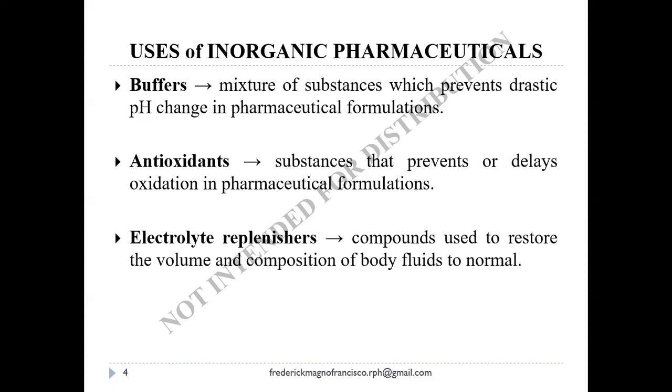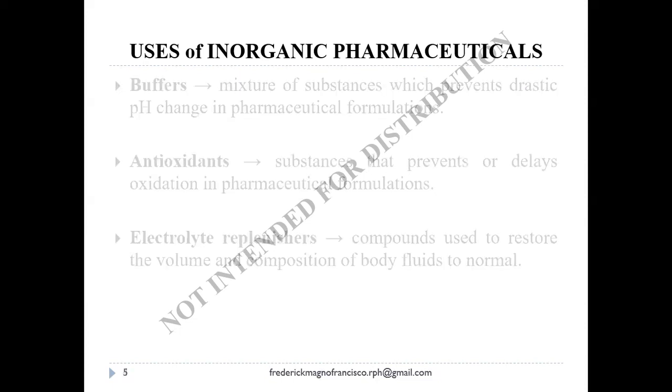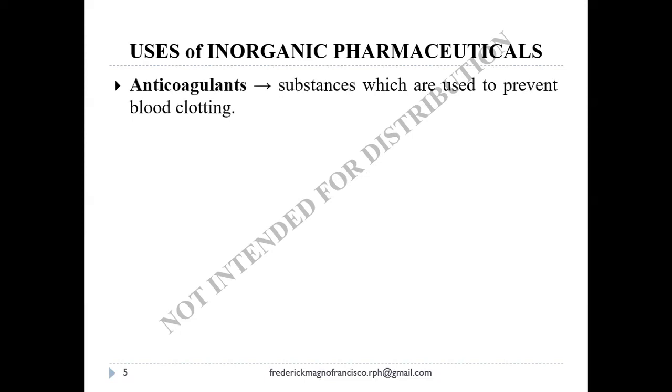Electrolyte replenishers. These are compounds used to restore the volume and composition of body fluids to normal that is lost in conditions such as vomiting or diarrhea. Example of an electrolyte replenisher is sodium chloride. Anticoagulants. These are substances which are used to prevent blood clotting. Example of an anticoagulant used during blood collection to stabilize blood and blood products is sodium citrate.